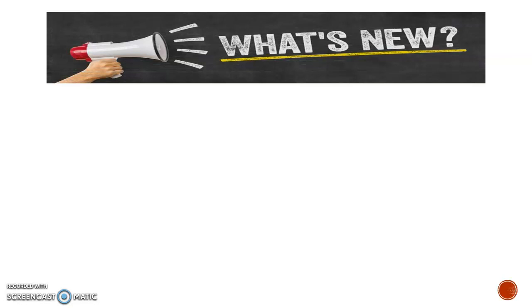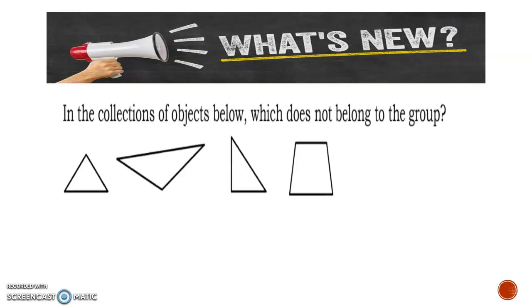Okay. So what's new? In the collection of objects below, which does not belong to the group? Which of these four objects does not belong with the others? Of course, as you can see, we have shapes which are three-sided shapes, or we can say triangles, except one. And probably it is this one, because its sides are four. So this figure here does not belong to the group. Okay, so that is how you identify it.